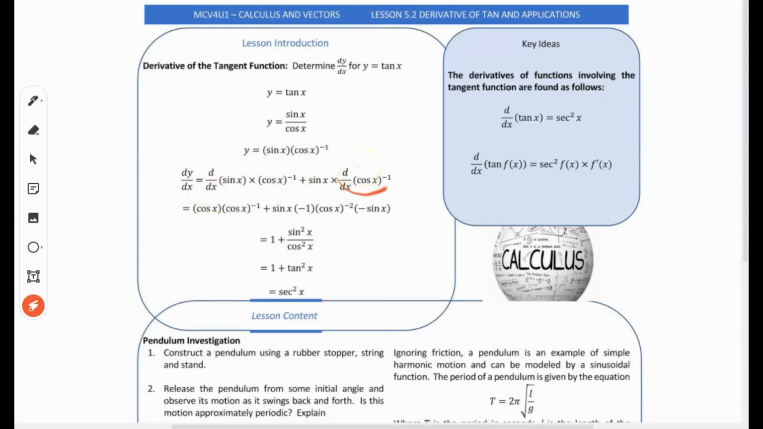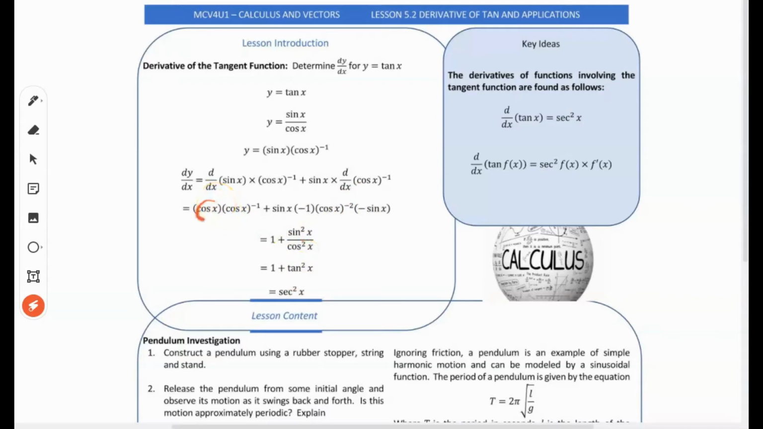And the derivative of cos x to the -1, we're going to use our power rule here, or our chain rule, and we take the -1, multiply it in front, and then subtract 1 from the exponent, and then multiply by the derivative inside the bracket. And we know the derivative of cos x is negative sine x. So these two negatives are going to cancel, so we end up with a positive. And then we get sine squared x. And of course this -2 means divided by cos squared x.